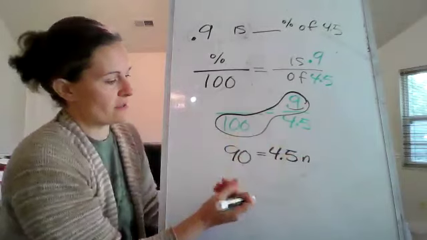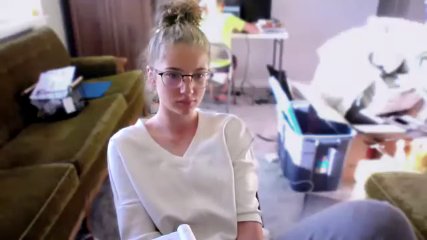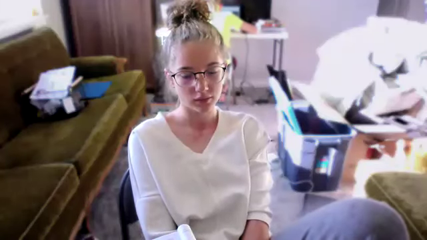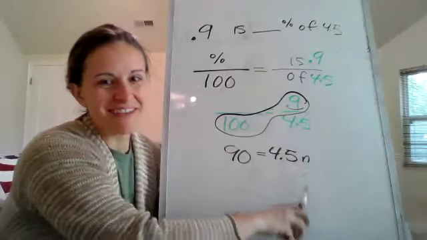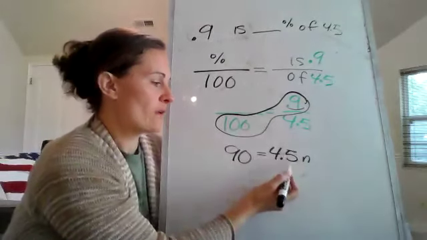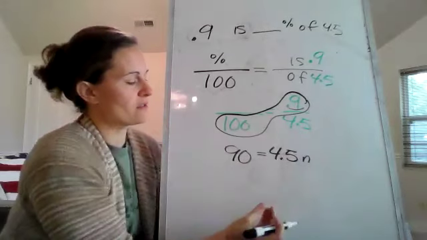Now, how do we figure this out? We have to do the opposite. This is multiplication. It's kind of weird for you because you're not used to seeing it, like I'm just going to put a letter next to a number and call that multiplication, right? So this is a new thing, but it means 4.5 times a mystery number, and we're trying to figure out what that number is.